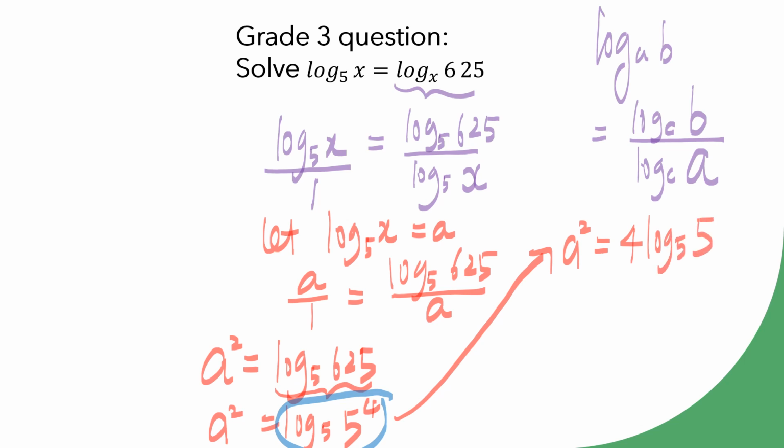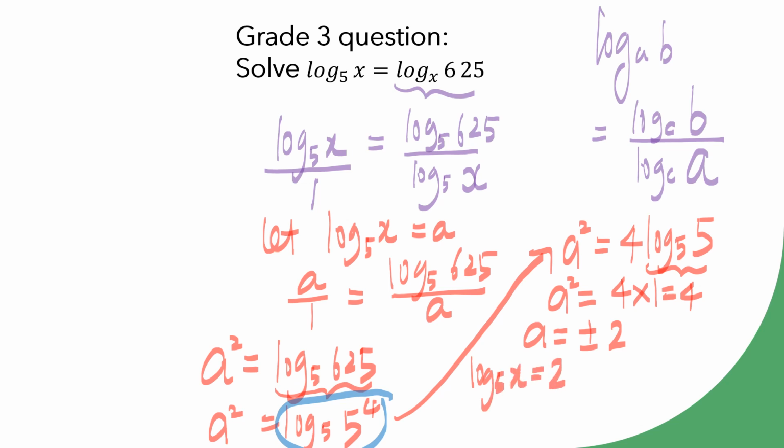Okay, so what is log 5 base 5? Basically, this is just 1. So you have a squared equals 4 times 1, which gives you 4. So a will be plus or minus 2. Alright, remember that a is a substituted value for log base 5 of x. So we have to put it back to find the actual variable we're looking for, which is x, not a. A is just the middleman.